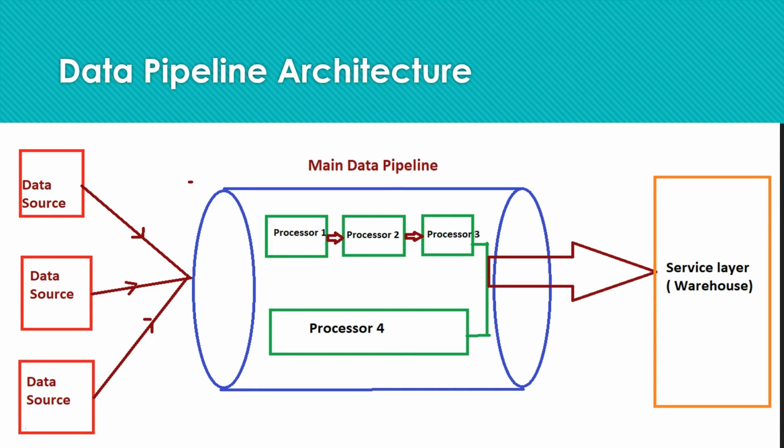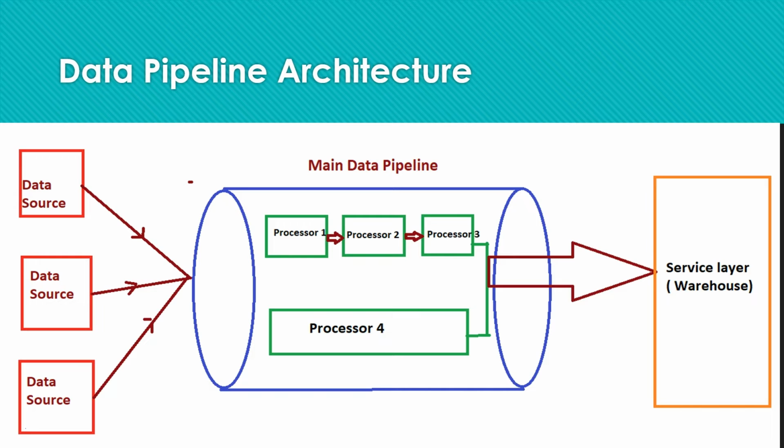Next, within each processing unit, there could be one functionality or multiple functionalities embedded based on the need of the data extraction. In the normal scenario, as a best practice, we embed a single functionality in one processing unit. This helps for easy debugging. So the final output goes to the service layer. The service layer is nothing but the data warehouse from where we start building our reports.